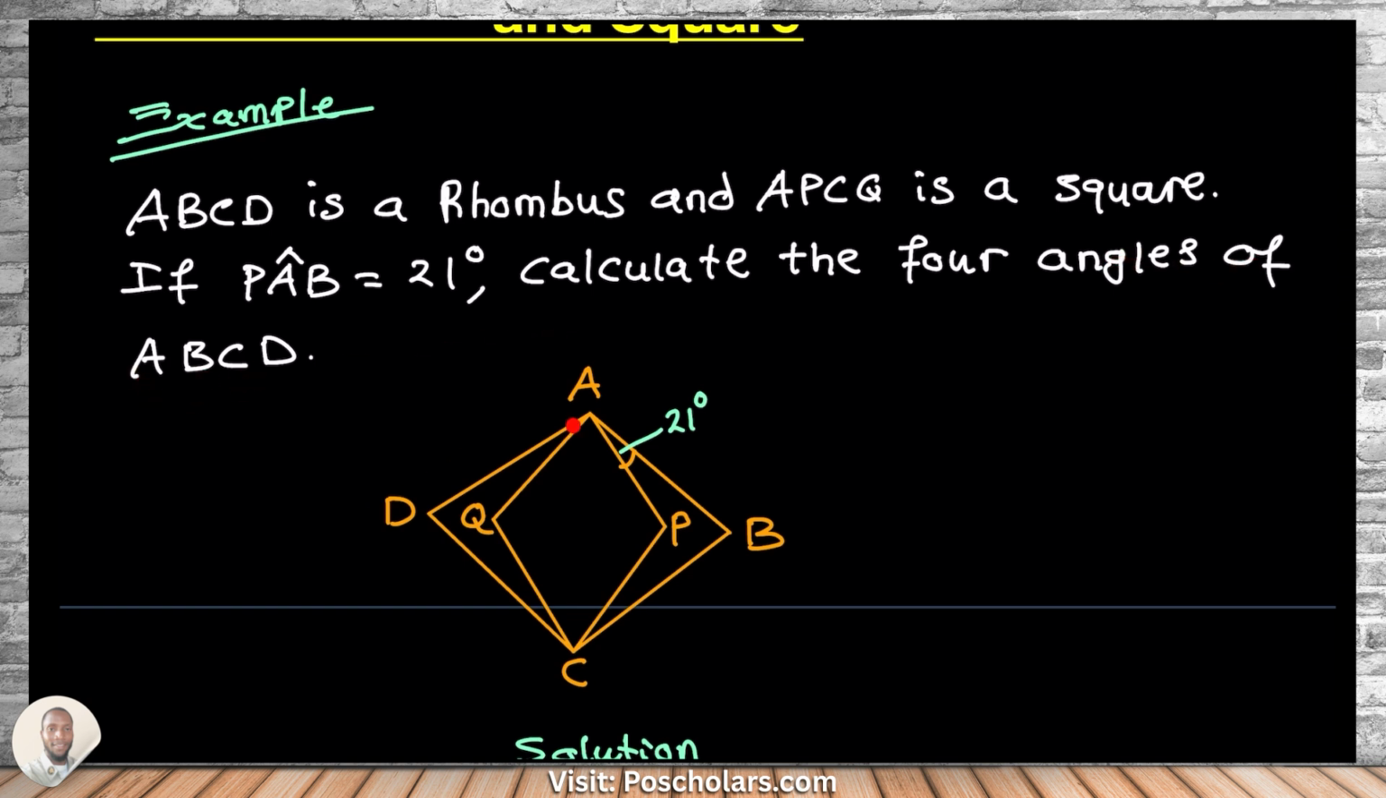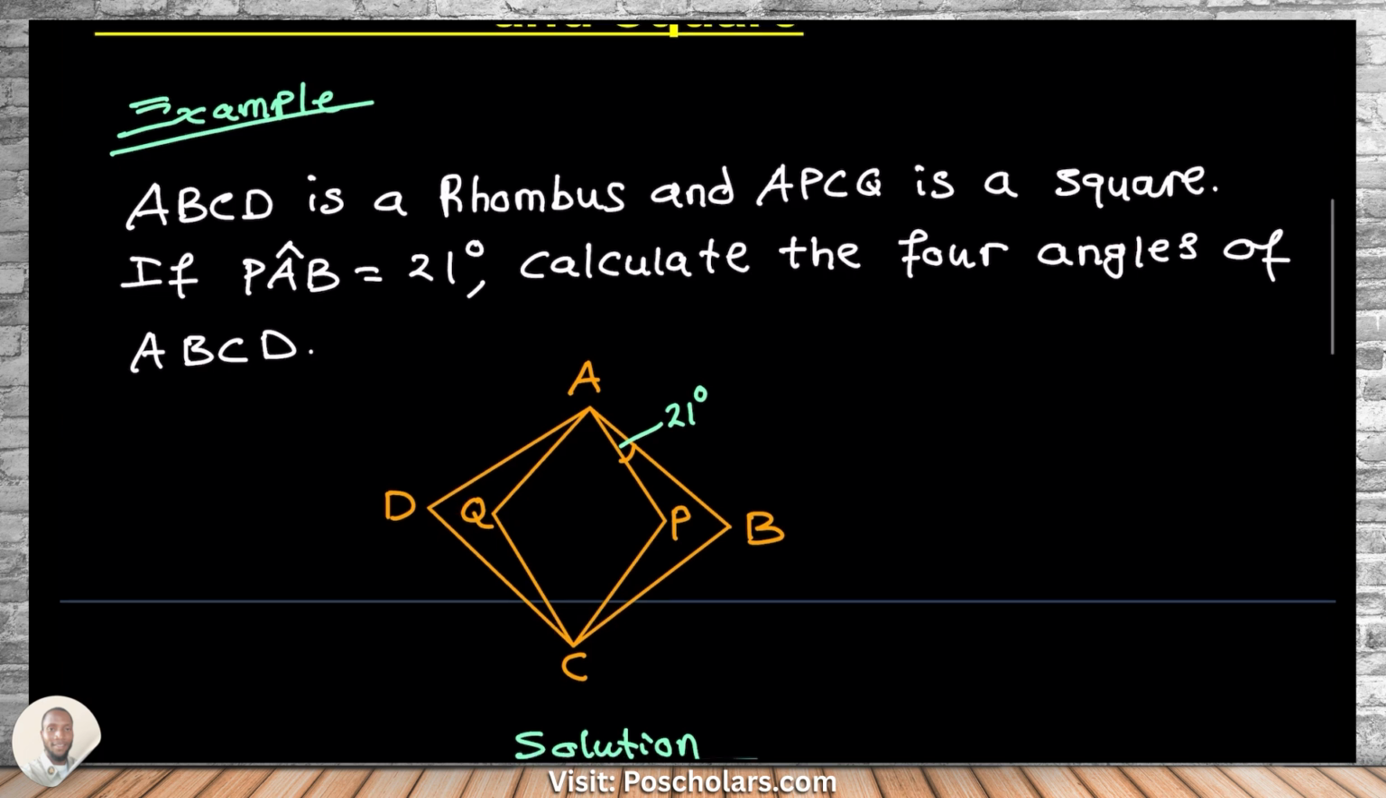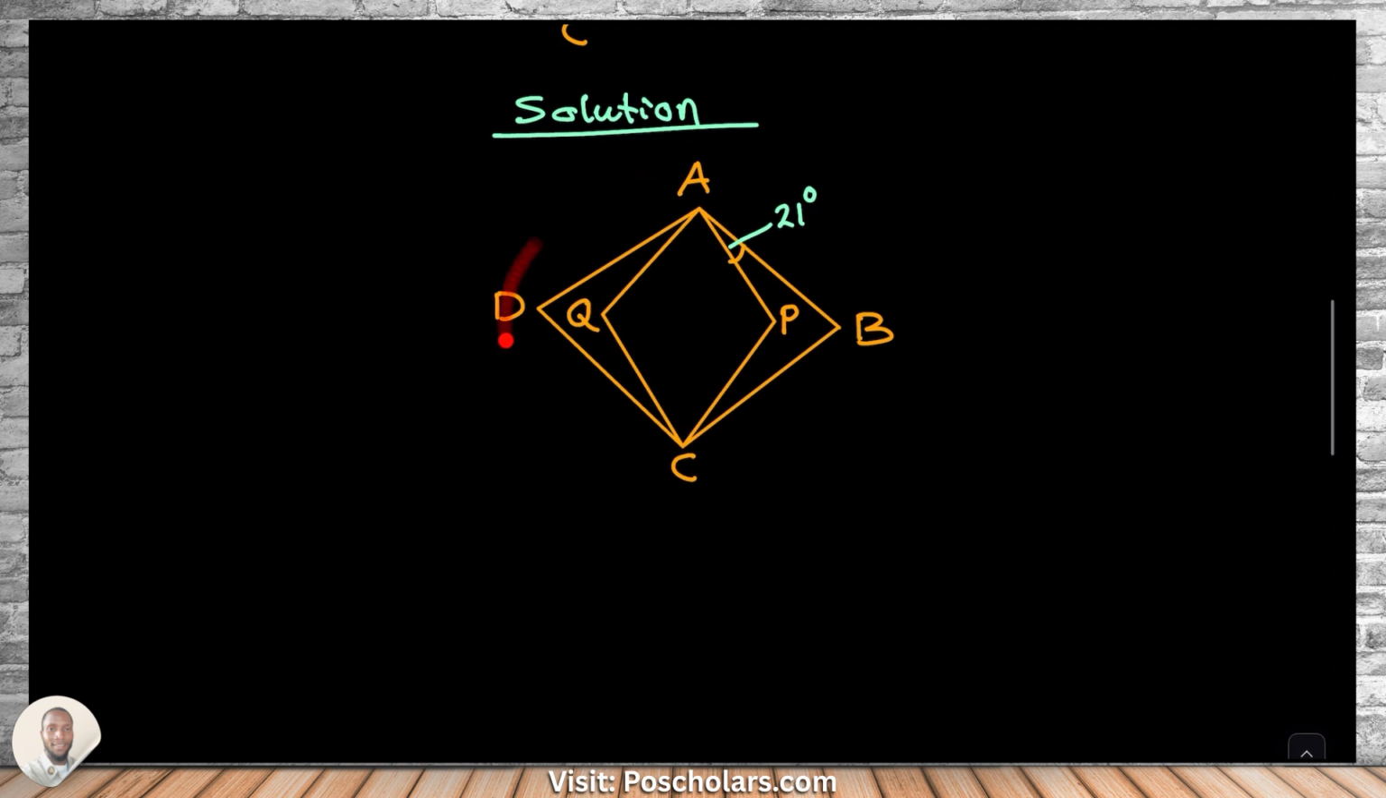So you are looking for this angle, this angle, the whole of this angle, and this angle. Now, how do we go about this question? Now, let's solve. This is the diagram already. To solve this question, you need to understand the basic properties of a rhombus and a square.